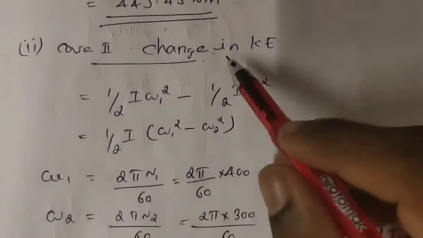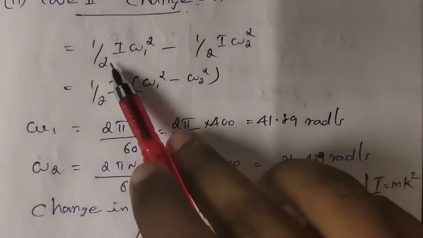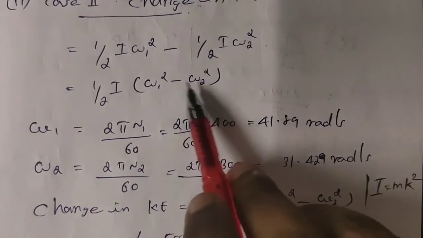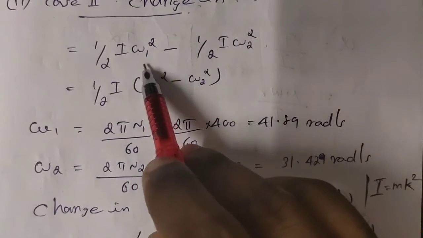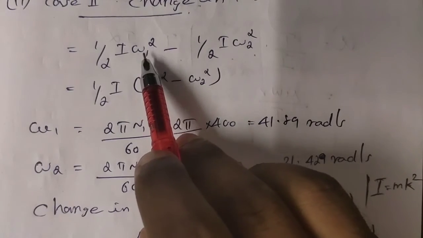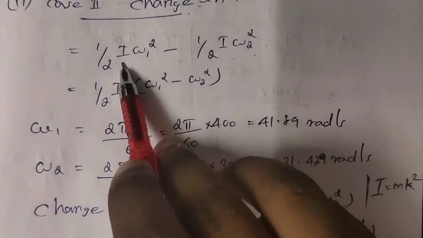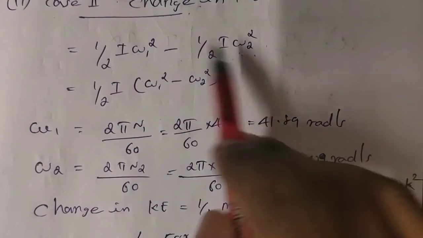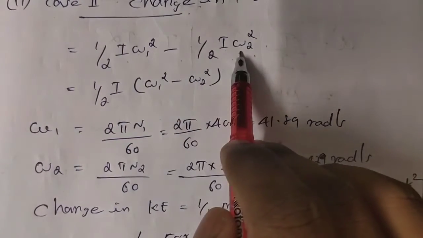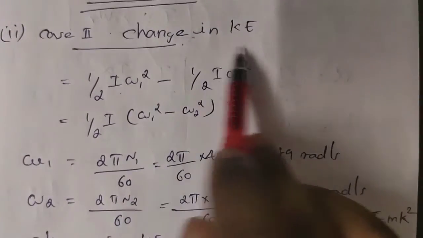Then case 2, change in kinetic energy. The change in kinetic energy equation is half I omega 1 square minus half I omega 2 square. In the previous derivations we used omega 2 square minus omega 1 square, because in that case it was an acceleration. Here it is a retardation. That's why we use the initial value first and the final value last, because otherwise, as this is a small value and this is a higher value, we take the higher value minus the lower. That's because it is a change in kinetic energy.